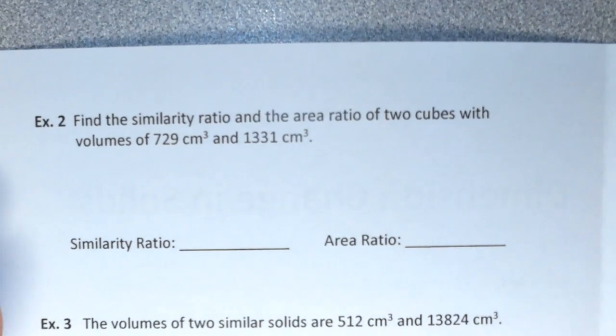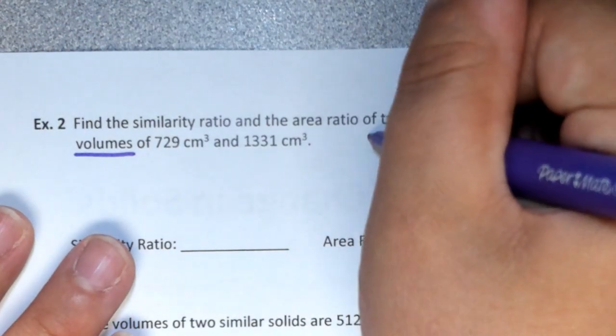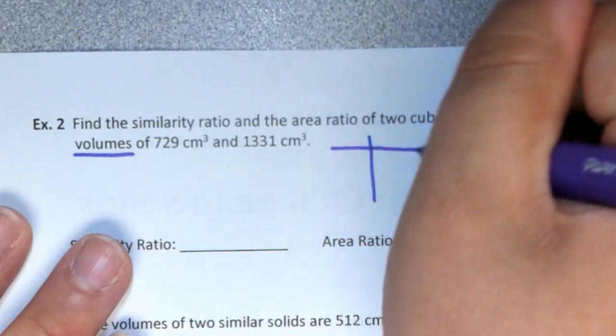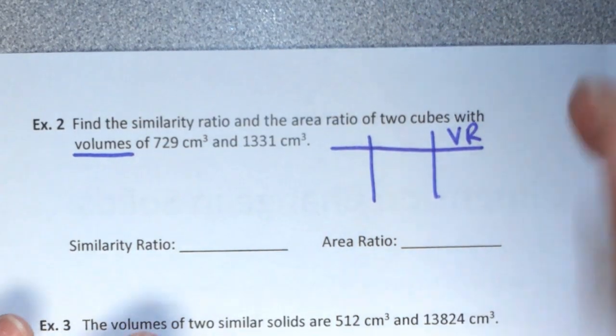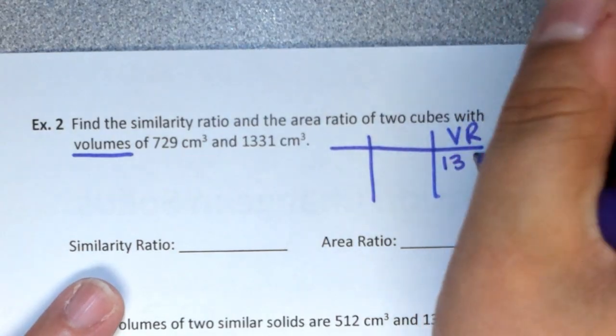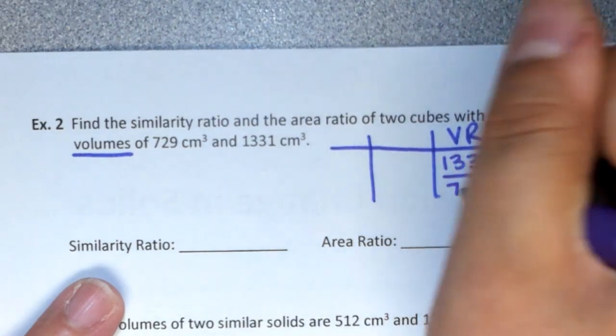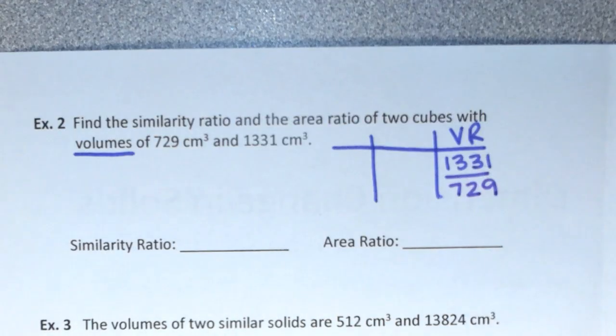Number 2, it says find the similarity ratio and the area ratio of 2 cubes with the volumes 729 and 1331. What am I going to do? Go backwards. What did I give you this time? So I'm going to write in my volumes. And I usually do second over first. It really doesn't matter which way you do this. But I'm going to do 1331 divided by 729. Write that down, please.